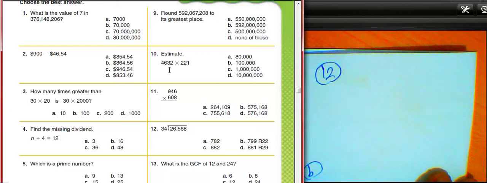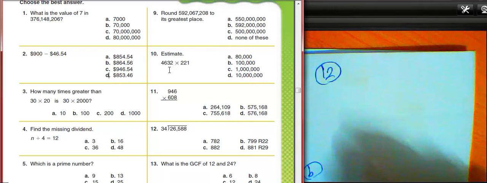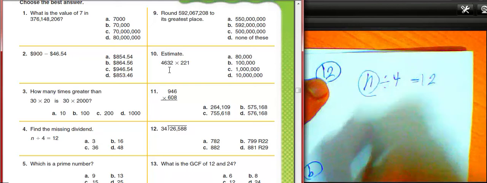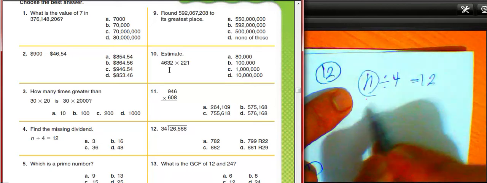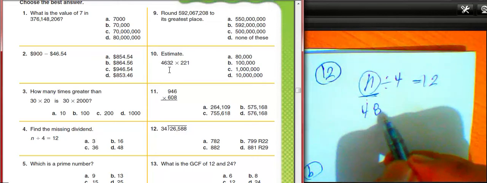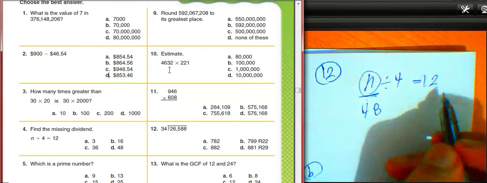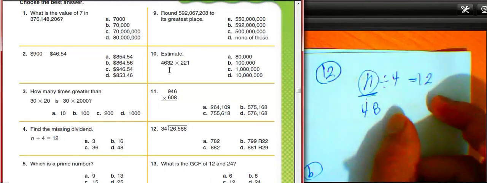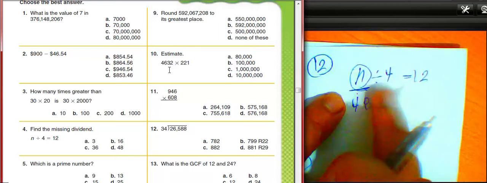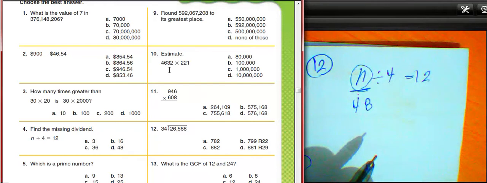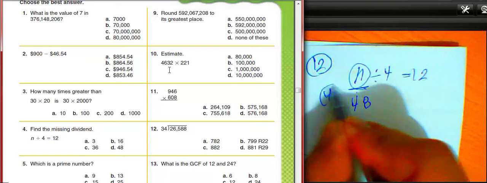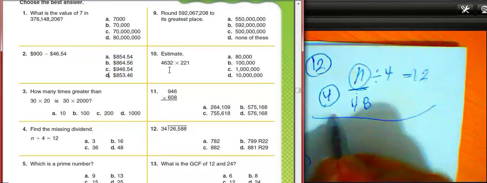Question 12. Find the missing dividend. n divided by 4 equals 12. We want to find the dividend here. The dividend will be 48. If you want to find the dividend, we must multiply the quotient and the divisor. n divided by 4 equals 12, then n equals 4 times 12 equals 48. Question 12 was question number 4.